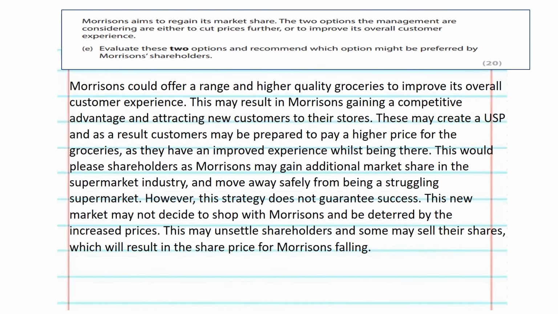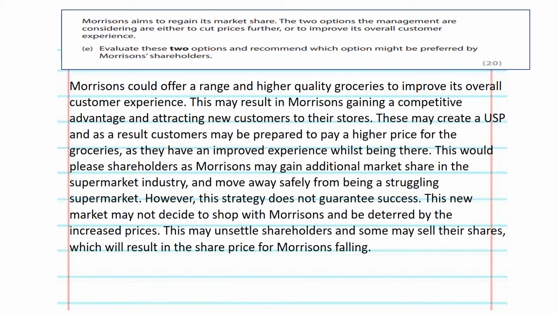On to our second paragraph, evaluating our second option. Morrisons could offer a range and higher quality groceries to improve its overall customer experience. This may result in Morrisons gaining a competitive advantage and attracting new customers to their stores. These may create a USP, and as a result, customers may be prepared to pay a higher price for the groceries as they have an improved experience whilst being there.